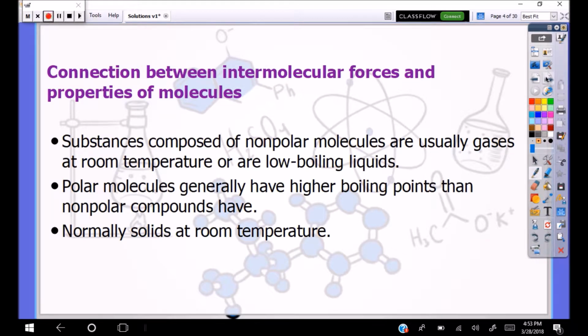So if we are going to talk about solutions, we do want to connect intermolecular forces to these properties. We know that substances that are composed of nonpolar molecules typically experience London dispersion, and therefore they are not as attractive to each other, and so they typically are low boiling liquids, or they exist as gases. Whereas with polar molecules, we generally have higher boiling points because you have dipole-dipole forces, hydrogen bonding, sometimes dipole-induced dipole, things of that nature. Those things are typically solid at room temperature.